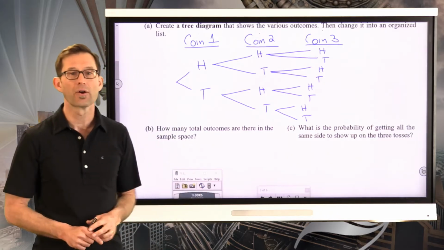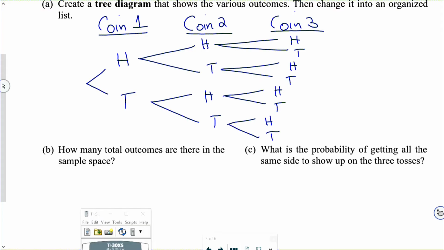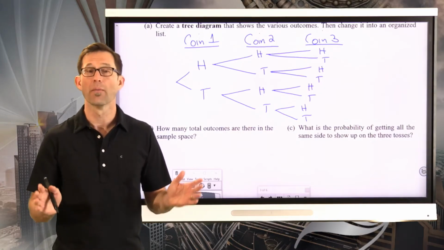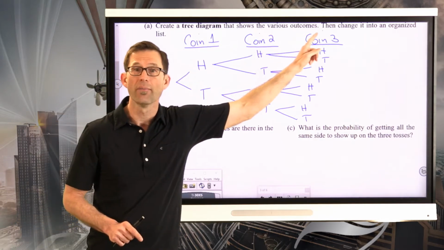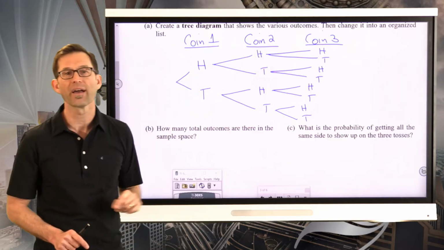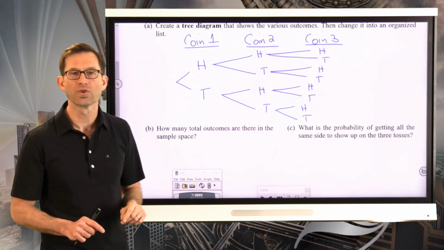Now, how do we use the tree diagram? Well, let's take a look at letter B first. How many total outcomes are there in the sample space? Actually, let me pause for a moment. I apologize, I didn't finish this. We were supposed to create a tree diagram, then change it into an organized list. So how do I change this into an organized list?